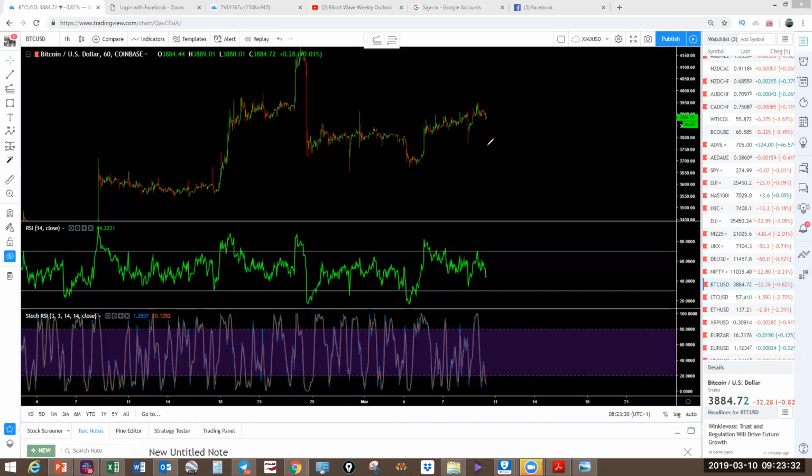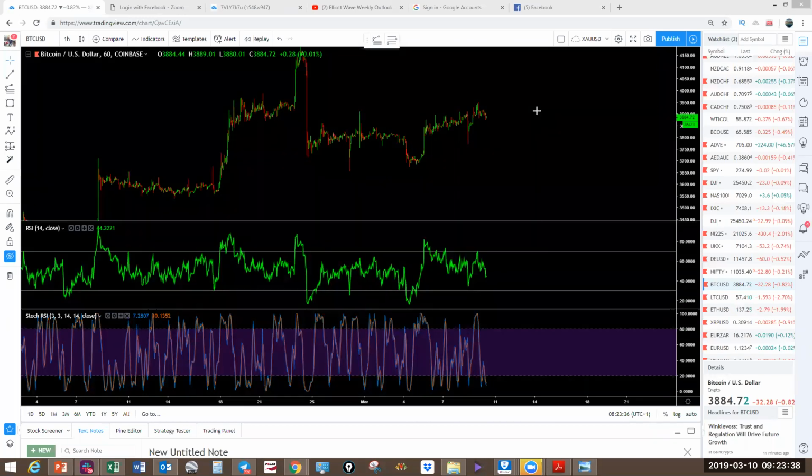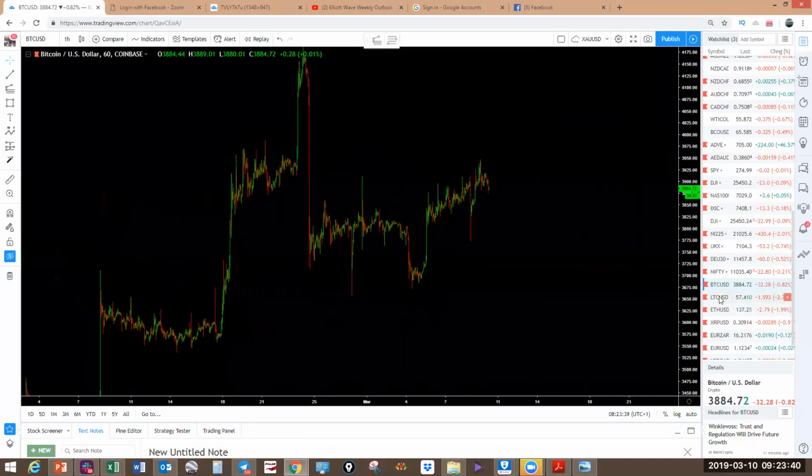You don't have a setup here as yet until you get something like this and a correction that will come and retest that low here. And that is Bitcoin, and that's how you're looking at it. Litecoin.